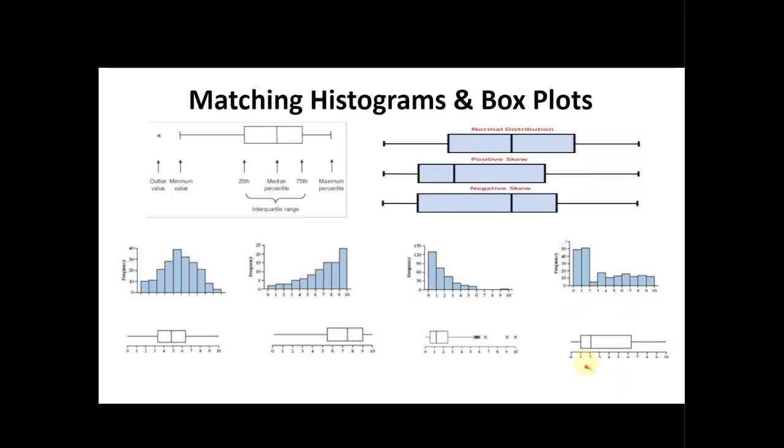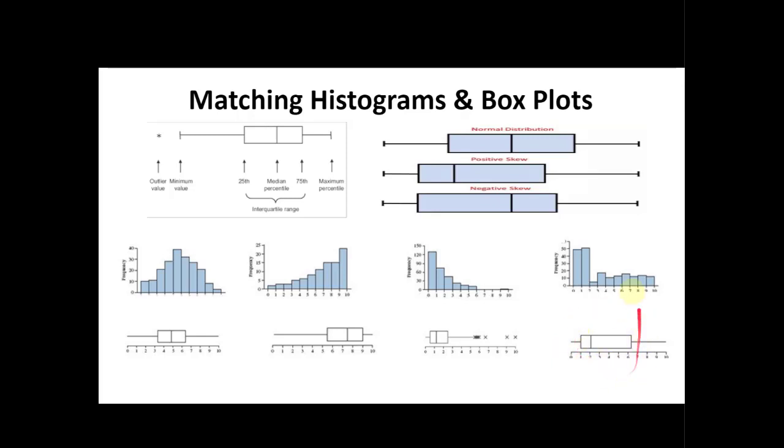So what are we seeing here? Well, we're seeing that there is a bigger amount of variability. See how big the interquartile range is? The median is to the left of center. The right whisker is longer than the left whisker.